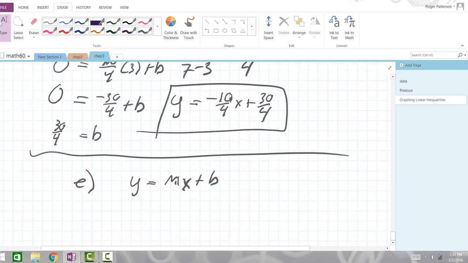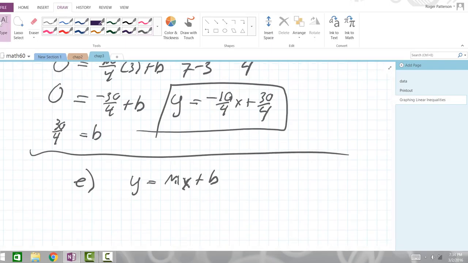All right, what about the y-intercept? Can we estimate what that is? I think we can get that one. What's the y-intercept? 7. Okay, good. What's another point that line goes through?